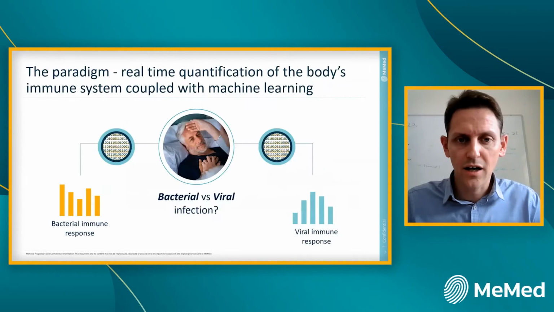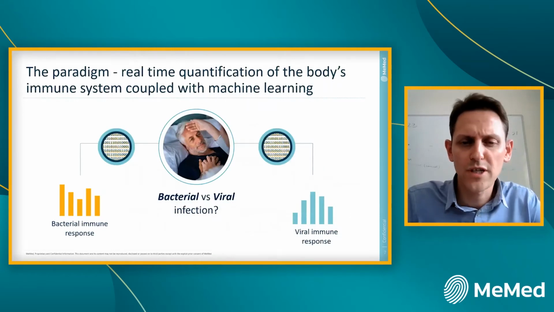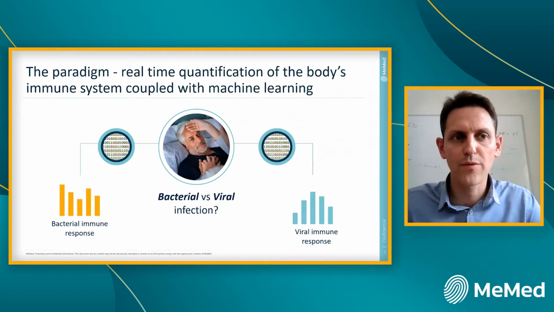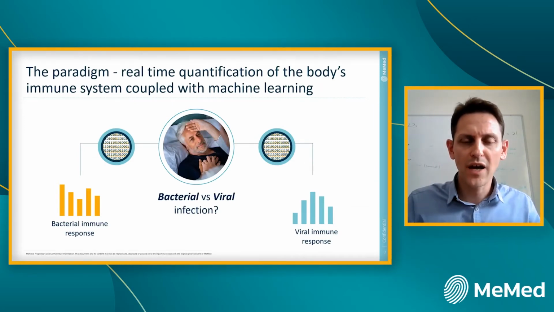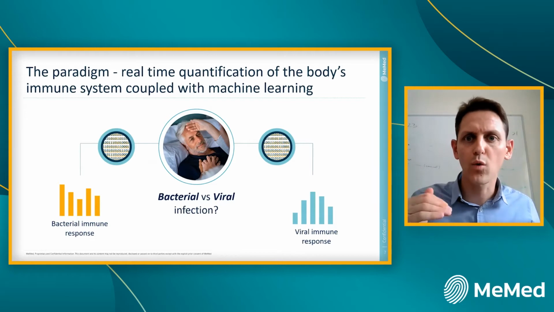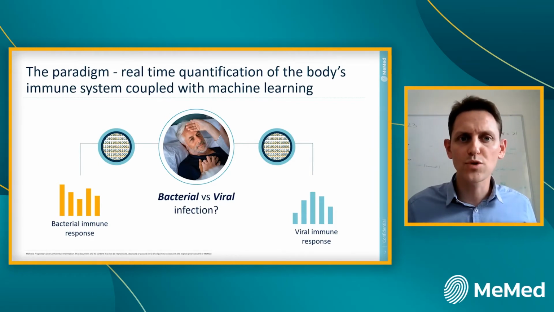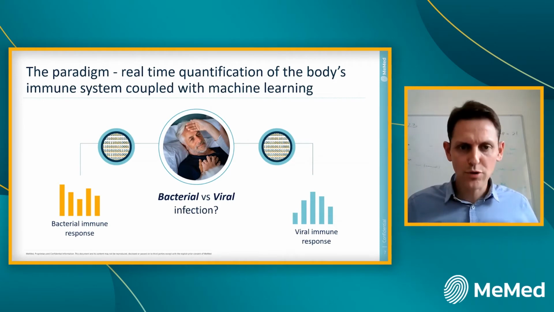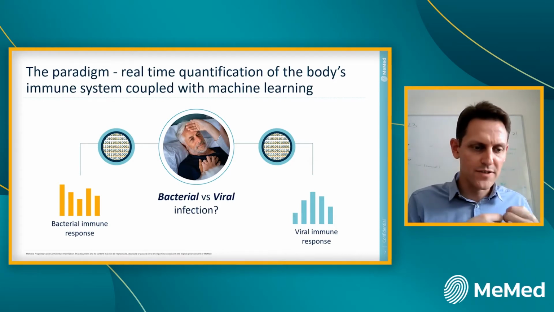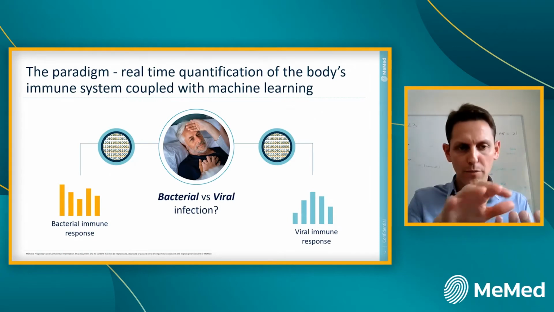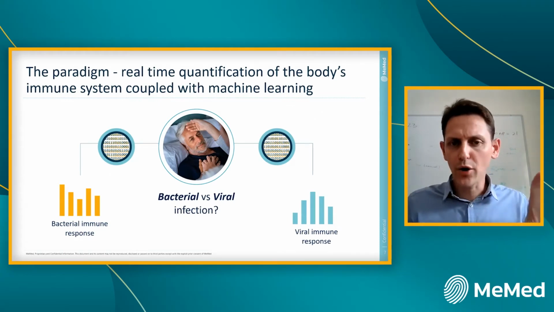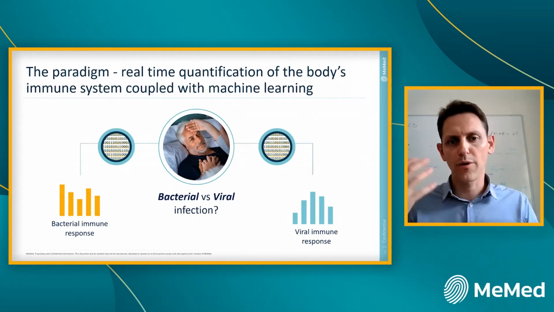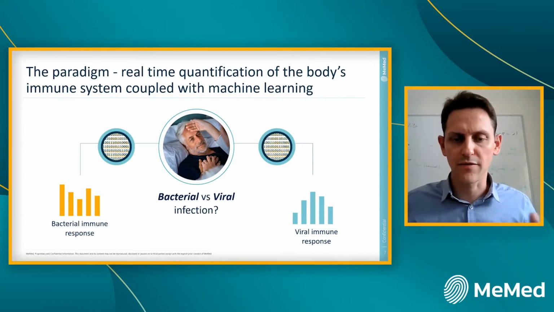So it all starts with a clinical dilemma. In this case, a patient presenting with suspected acute infection: is it a bacterial or viral etiology? Do we treat or not treat with antibiotics? And the paradigm behind host response is real-time quantification of the body's immune system coupled with machine learning. So we take a snapshot of the immune response through a set of sensors, and then with a layer of computational algorithms, create a barcode, if you will, telling us whether the body is fighting against the bacteria or against the virus.